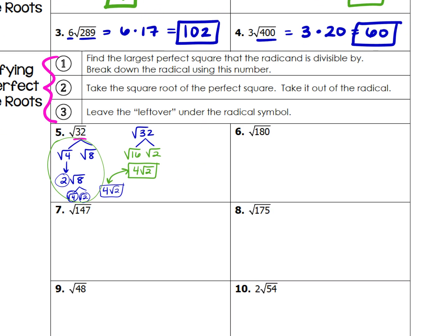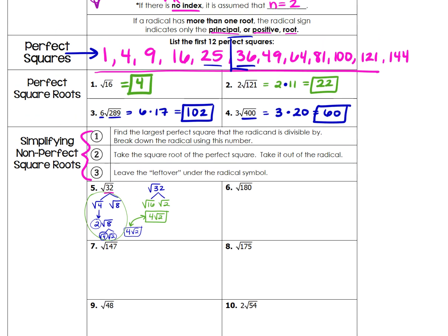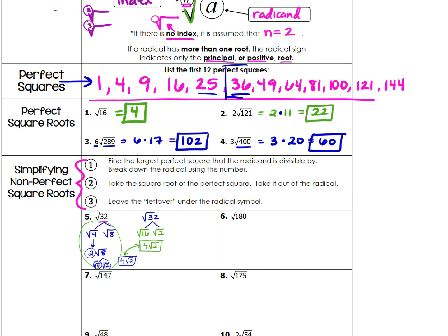All right, so look at number 6, 180. Where do you think you would start dividing? 180 divided by what? 100, okay? Try 180 divided by 100. Does it work? Shouldn't work, right? Try 180 divided by 81. 180 divided by 64. Let me know when you get to one that works.